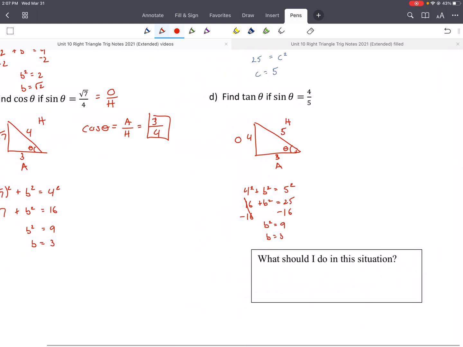All right. So what should we do in these situations? We should always draw it. Draw the triangle. I guess that's not a right triangle. We should draw a right triangle.